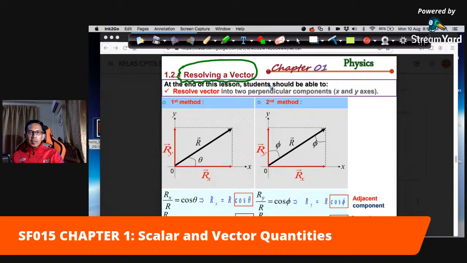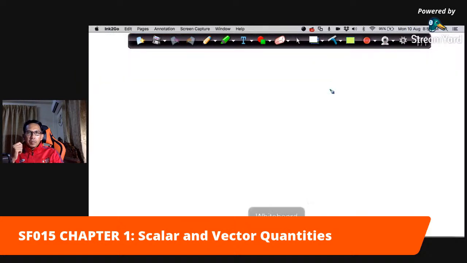Jadi untuk malam ni saya rasa saya nak fokus yang ini dulu. Ini yang penting. Yang first tadi, you can differentiate between scalar and vector quantity. And the second part, resolving vector, ini yang penting. So if you look at the lecture note here, we have the diagram, tetapi saya nak mempermudahkan penerangan dulu ya. Okay, saya nak bagi satu contoh dulu ya.